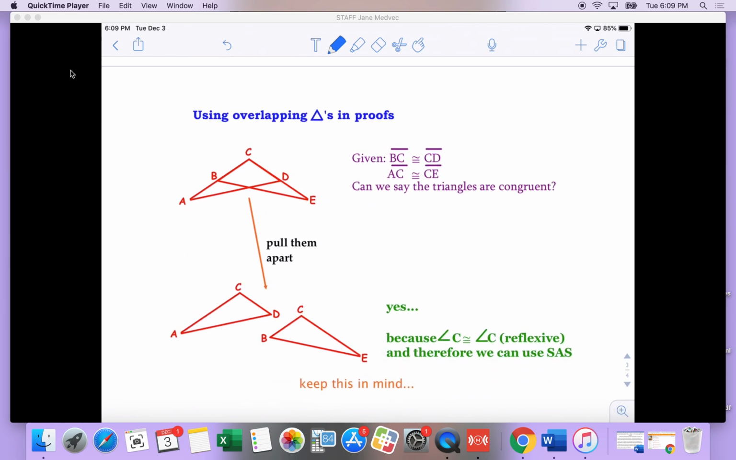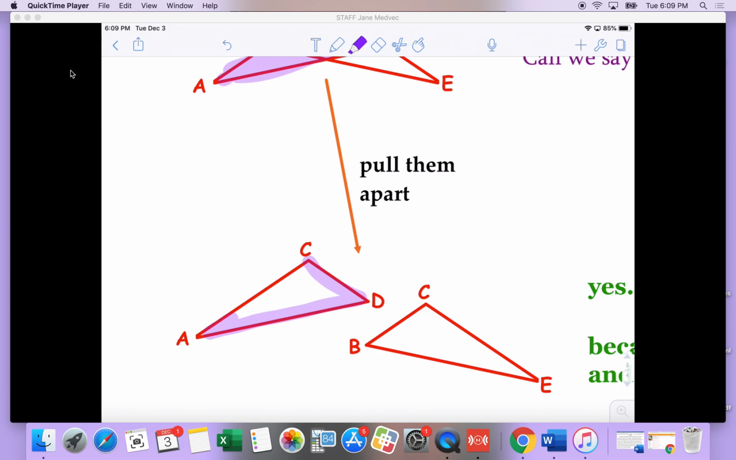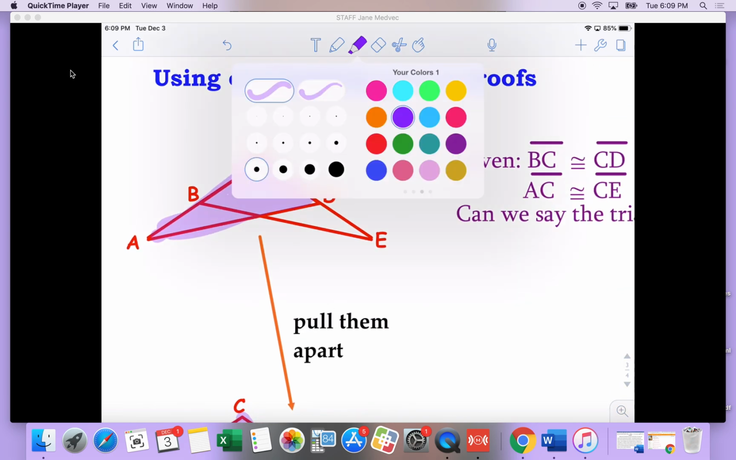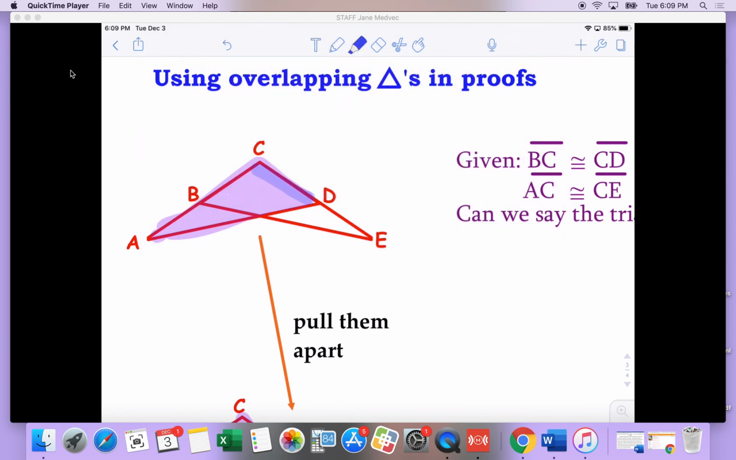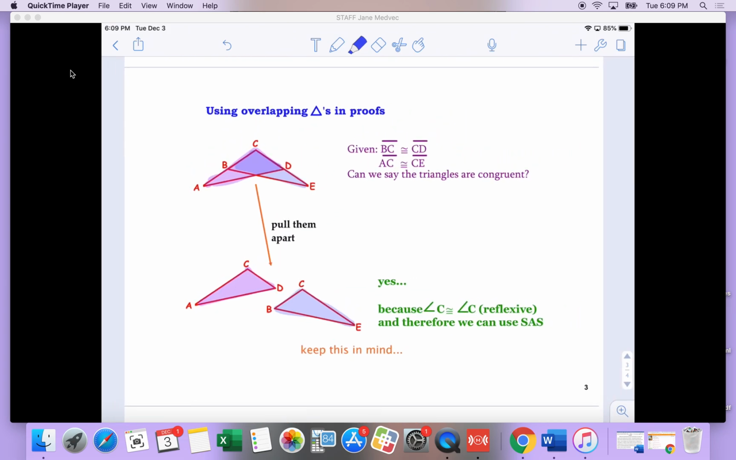Okay, sometimes we've got overlapping triangles. My advice to you is to pull them apart. If you can't see them, take a close look: here's my purple triangle, and that is this triangle right here. And then the other triangle that they pulled apart is right here. And so this is pulled out here. So it's really important that you pull them apart.